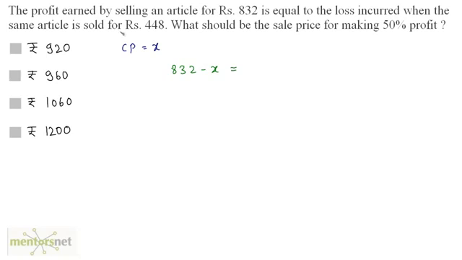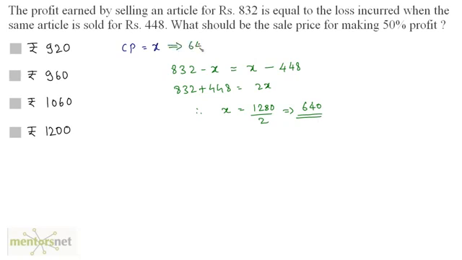Now we have a new selling price and we have a loss. So this is equal to the loss, and the formula for loss is cost price minus the selling price. So cost price is X minus the new selling price, which is 448. So minus 448. Now we can find out the cost price from this equation. So 832 plus 448 is equal to 2x. Therefore x is equal to 1280 by 2, and that is equal to 640. So the cost price is equal to 640 rupees.